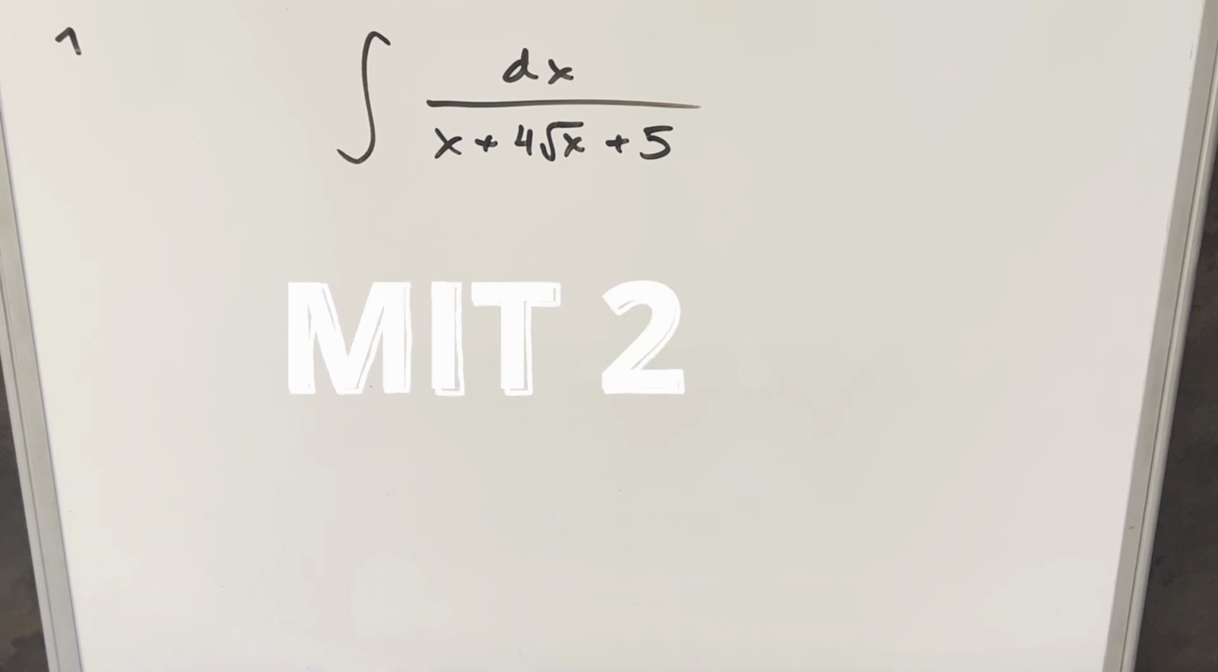Okay, we have to take another integral. This one's from the MIT Integration Bee 2015, number 7. We have the integral of 1 over x plus 4 times the square root of x plus 5 dx.